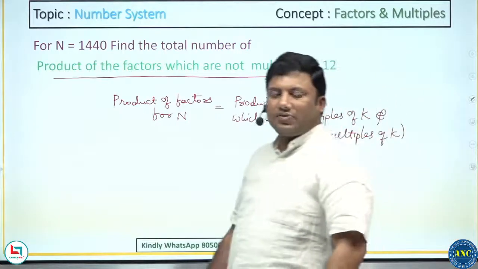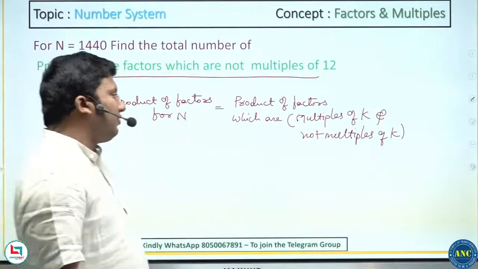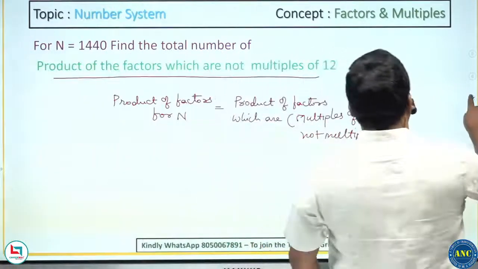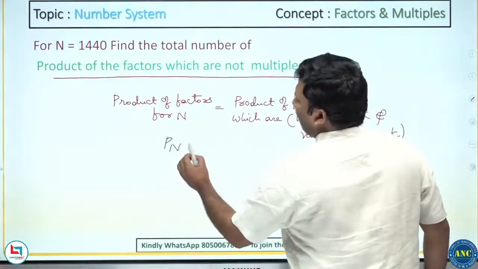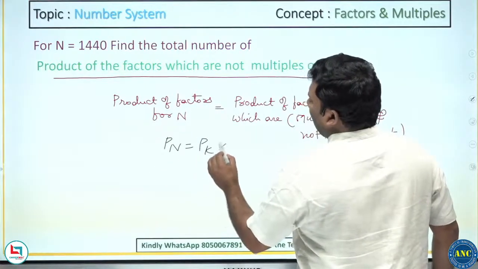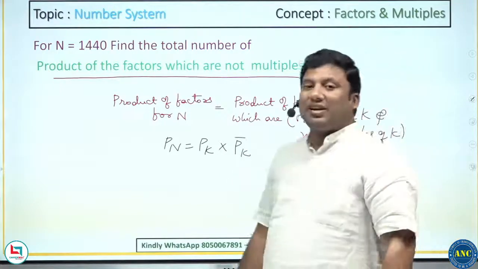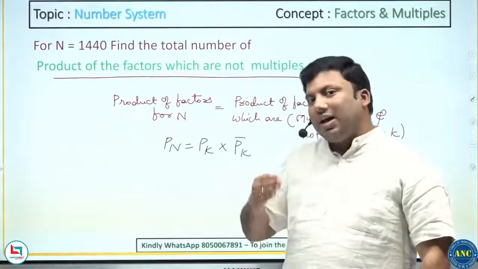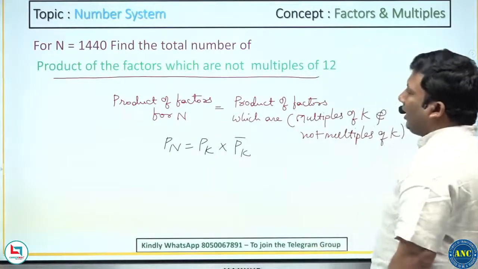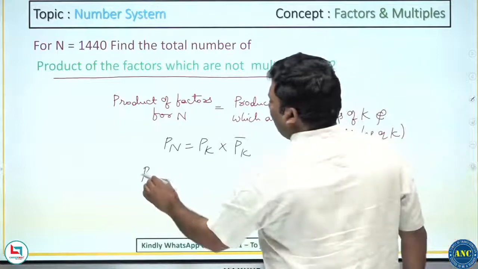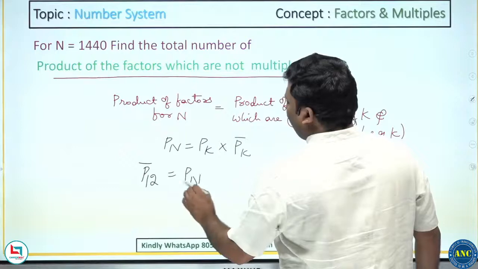Product of the factors for the number is given by the product of the factors which are multiples of k and the product of the factors which are not multiples of k. So Pn is given by Pk into Pk bar. If it is the sum of the factors, we got Sk plus Sk bar. If it is the product of the factors, Pk into Pk bar. So we require the product of the factors which are not multiples of k.